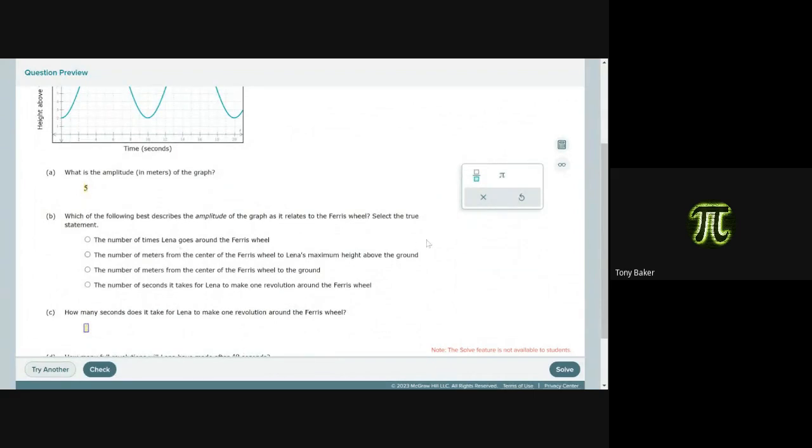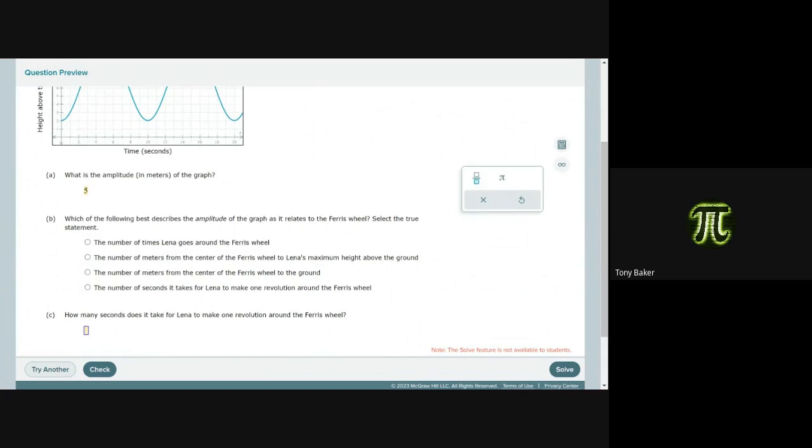So which description best describes the amplitude of the graph? The number of times she goes around the Ferris wheel, the number of meters from the center of the Ferris wheel to her maximum height, the number of meters from the center of the Ferris wheel to the ground, or the number of seconds it takes Lena to make one revolution around the Ferris wheel. Yeah, it's from the center to her maximum height. It would be from the center to the ground if it was at 0. But since it's 2 meters above, it is not to the ground.